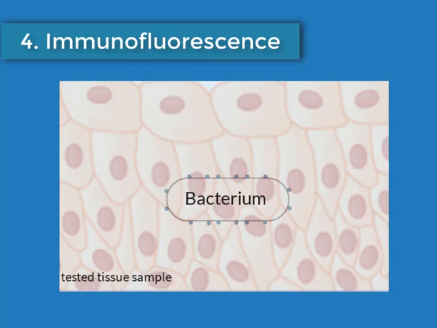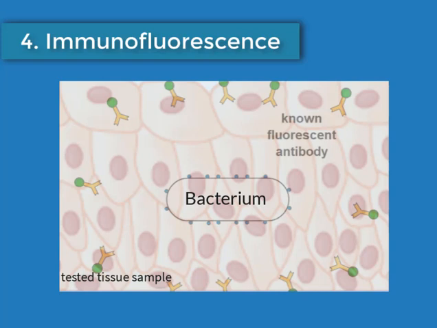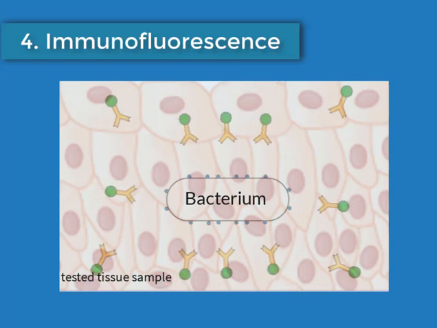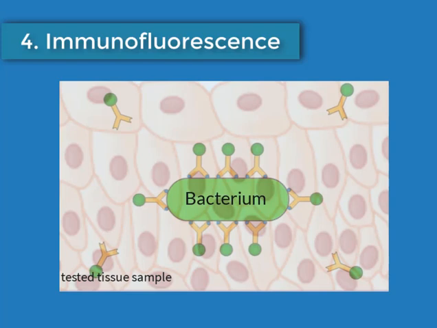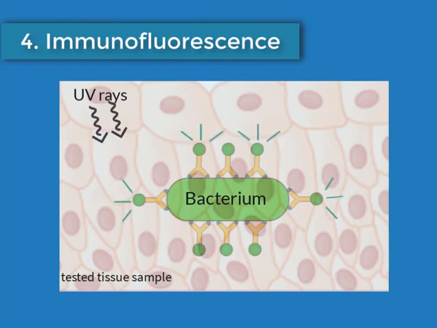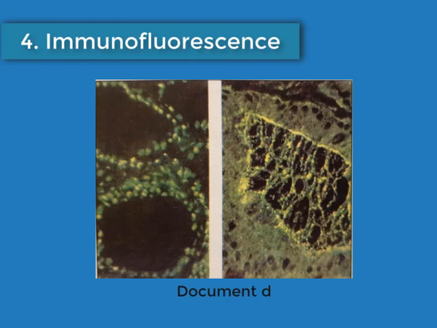A sample of the tissue to be tested for infection is placed on a slide. Then, fluorescent antibodies are added. The slide is then washed to remove any unbound antibodies. If the tissue has the antigen, then antibodies will fix to it, and when the slide is exposed to UV light, those fluorescent antibodies will glow. But if the tissue is not infected with this particular antigen, no fluorescence will be observed. Document D of your books shows the green fluorescence observed upon testing a tissue by immunofluorescence.